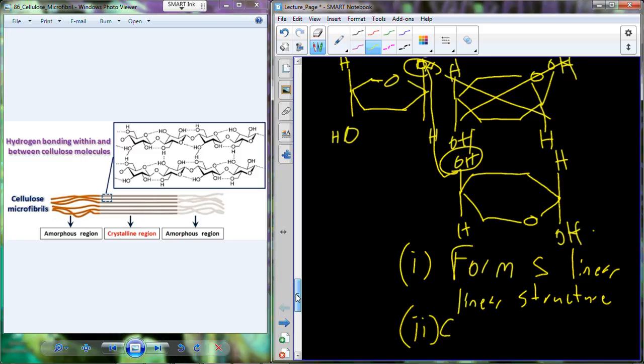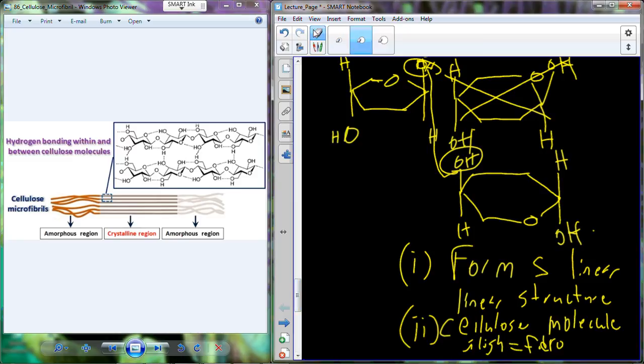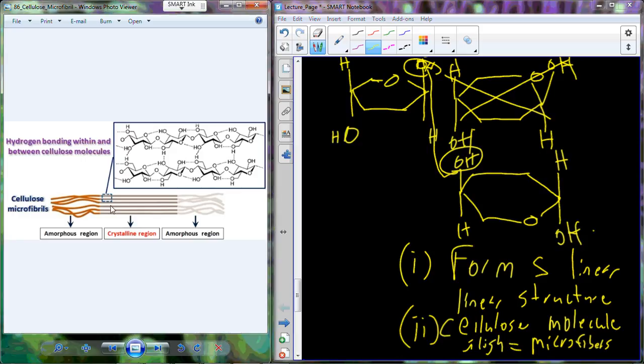In other words, because I can create those hydrogen bonds by rotating those molecules, I now can use cellulose. The cellulose molecules align to form microfiber-like structures, such as this structure here. And these microfibrils can be utilized in places like the cell wall to give the cell wall its structure.